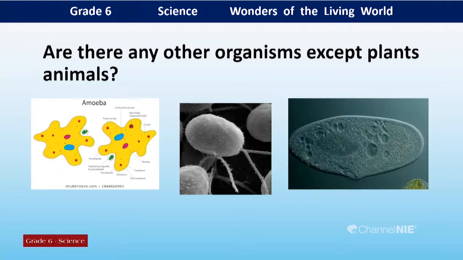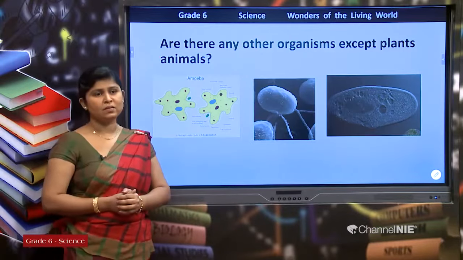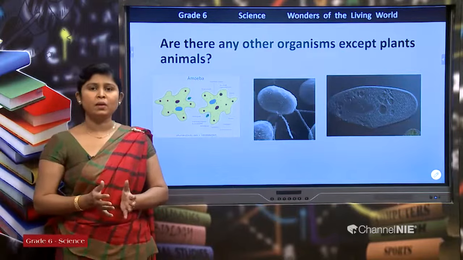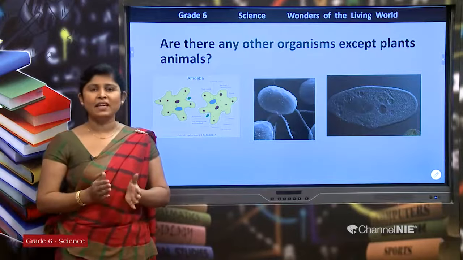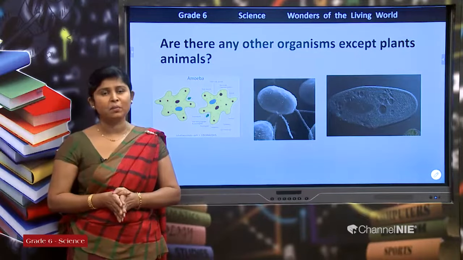Right. I have given you three pictures. These organisms cannot be observed through our naked eye because they are very small. As they are very small, we can't observe them through our naked eye. So, we call them microorganisms. The word micro means very small. So, these organisms are known as microorganisms. Then you have to understand that our environment consists of plants, animals. In addition to plants and animals, there are microorganisms also living in our environment, but we can't see them.